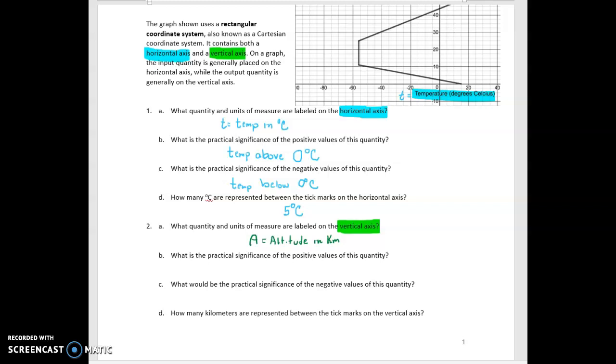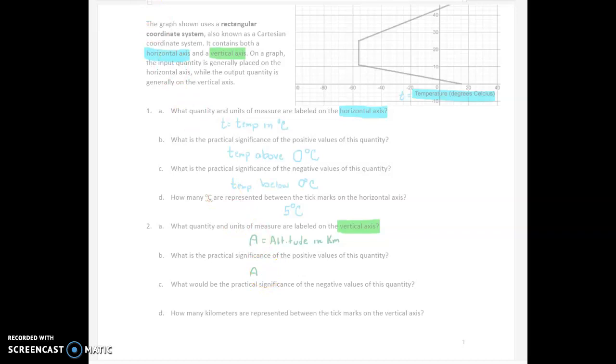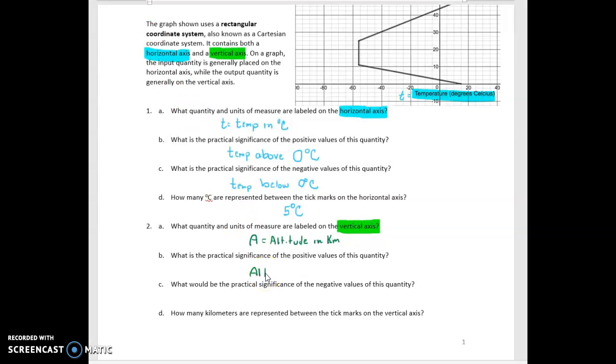So the positive values are going to be altitudes above Earth's surface. That's one way of writing it. When we talk about the negative values, I'm going to write it the other way here: altitudes below, or maybe under, 0 kilometers.